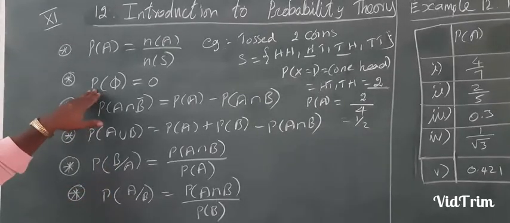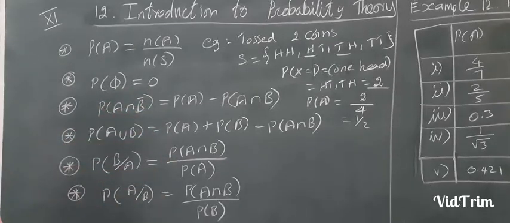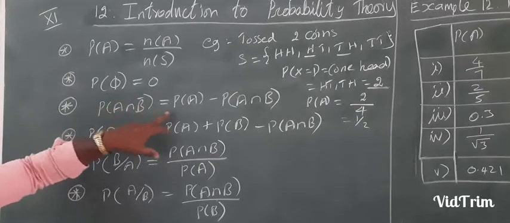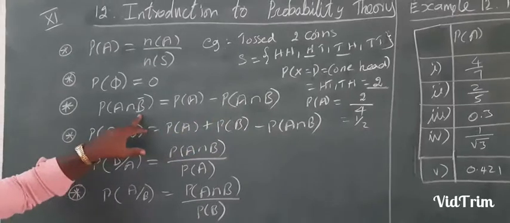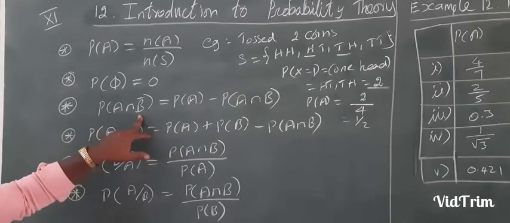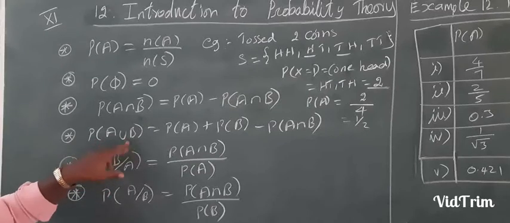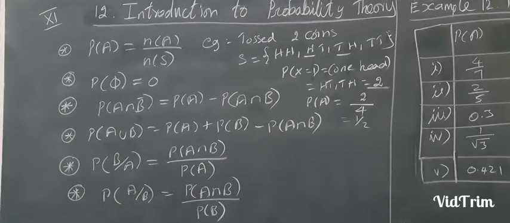The next one, the probability of the empty set is 0, which means the event does not happen. Next, the probability of A intersection B bar is P of A minus P of A intersection B. B bar means against B, that nothing happened. A and B are two events. We have these 5 important formulas for the next subtopics.